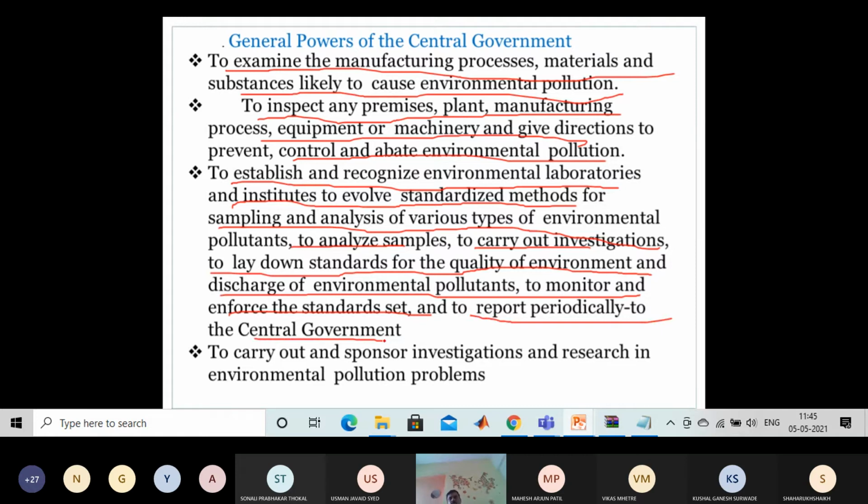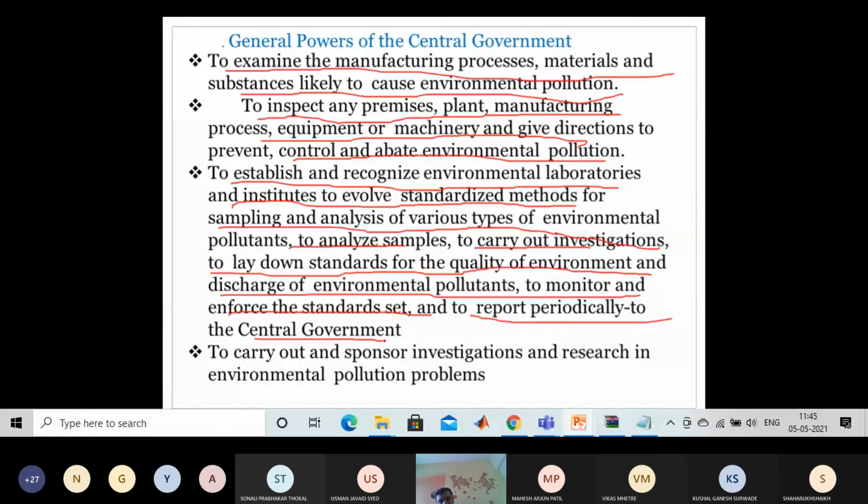Means what? Under that also, particular laboratories need to be established, and there are standard methods for sampling. If you want to measure the BOD, COD, how to collect the sample, where you have to collect the sample. Similarly, if you go for air sampling, when, at what time, and in what way, at what frequency you have to collect the air sample from the stack. So all these sampling procedures and methods are defined.